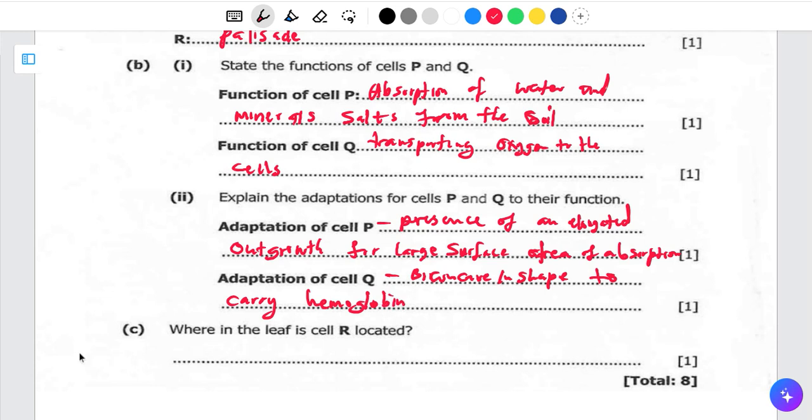Then as for question C, where in the leaf is cell R located? So I've said that this cell R, the palisade cell, is located below the upper epidermis. Below the upper epidermis. So those are the functions for this question. Let me just write it nicely. Okay, so below the upper epidermis.